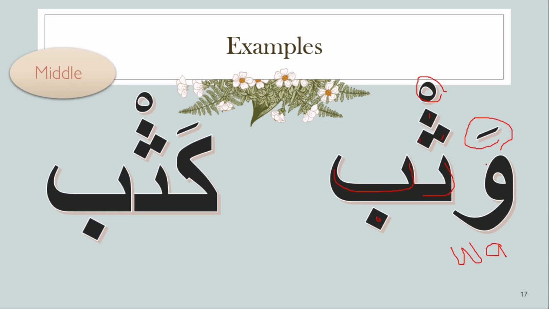Wathb, wathb. Notice how we attach no vowels to the Tha. It's like wathb, wathb. No a, no e, no u, just th. So wathb, wathb.